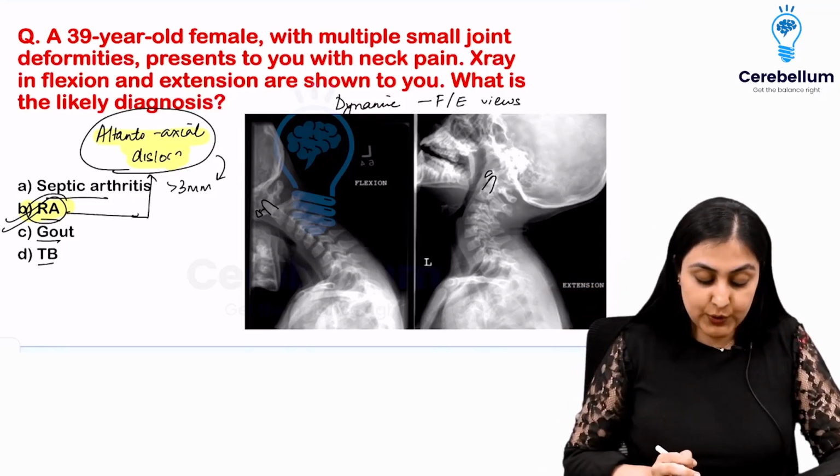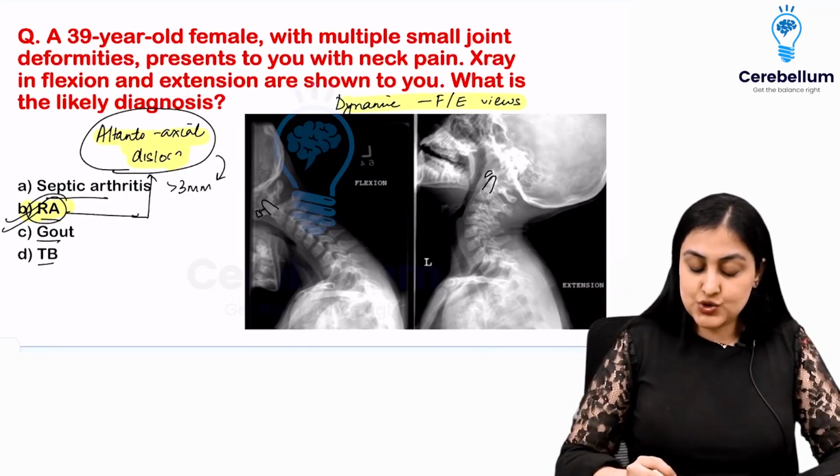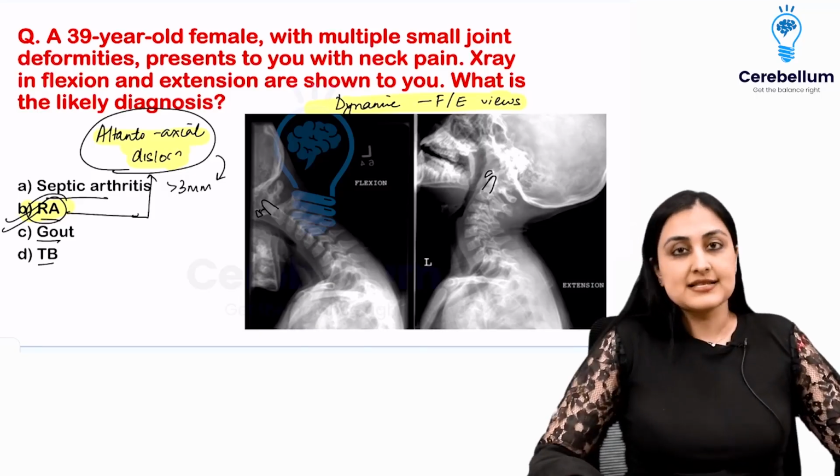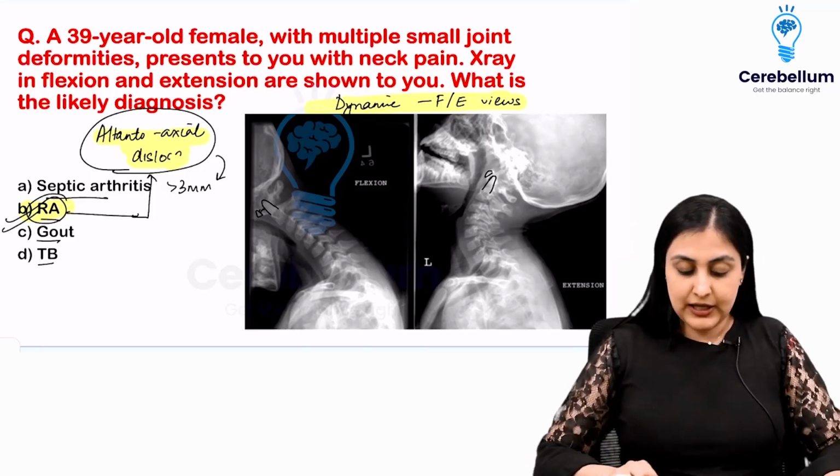Okay, so that is what you want to remember here. Anytime they show you a dynamic flexion extension view, always consider AAD, that is atlantoaxial dislocation. Okay.